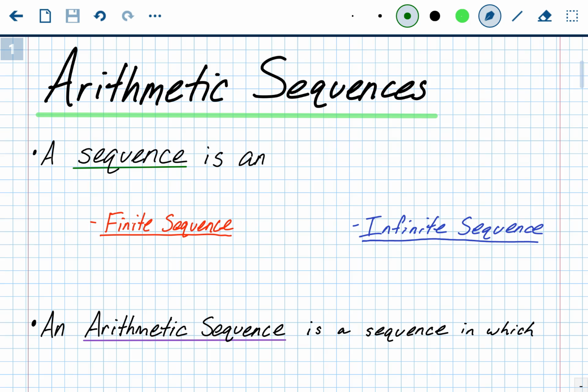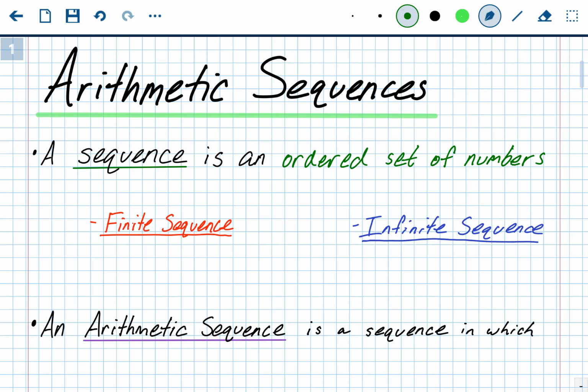First of all, what is a sequence? A sequence is an ordered set of numbers. So what does that mean? It means each number has a specific place in the set. So you can't rearrange them. They're in a specific order. So, an ordered set of numbers.